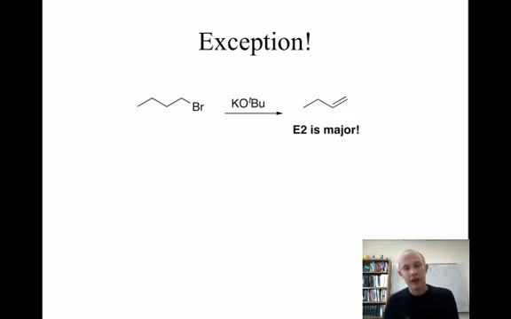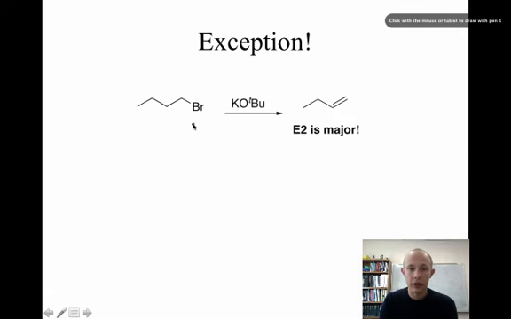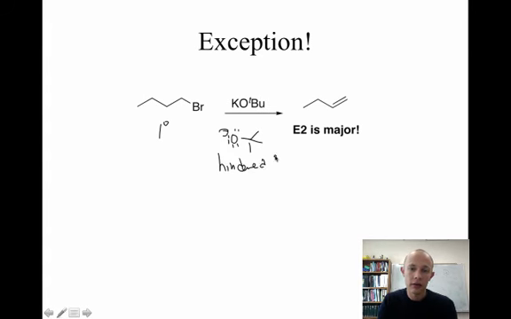Okay, what about this case? So notice that now we still have a primary substrate. We have a strong base. So in the previous slide I said that would favor substitution, but notice that in this case E2 is a major pathway. So the only exception to that rule is if you have a hindered base, that is going to favor elimination, even if you have a primary substrate. So a hindered base, like potassium tert-butoxide, is going to give the E2 product even if you start with a primary substrate. So let's summarize all these rules in some kind of system that's much easier to understand.